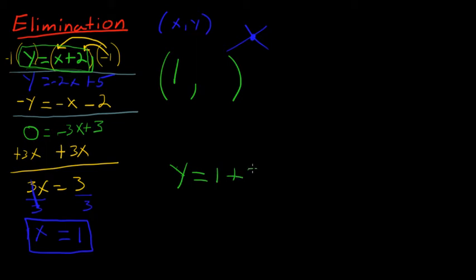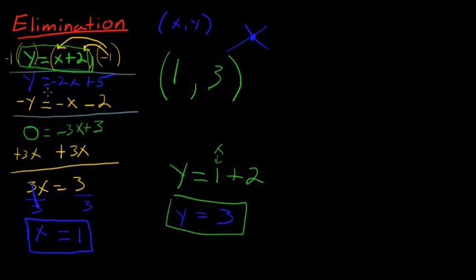So y equals x plus 2, but our x is 1, so I replace it here. Oops, I lost my 2. Y equals x plus 2, and our x is 1. So there it is: y equals 3. 3 is our other coordinate, and that's solving using elimination.